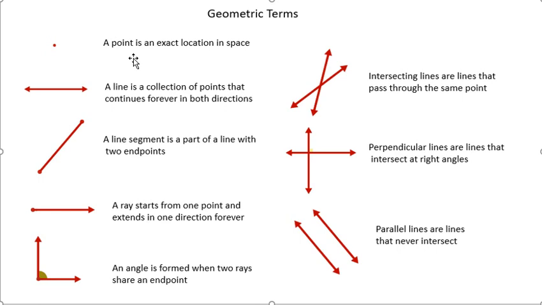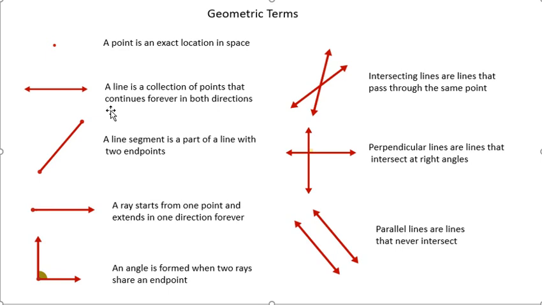A point can be anything. It can be the tip of a pen, it can be the starting point of a line segment, it can be the starting point of a ray. A point can be anything, right?